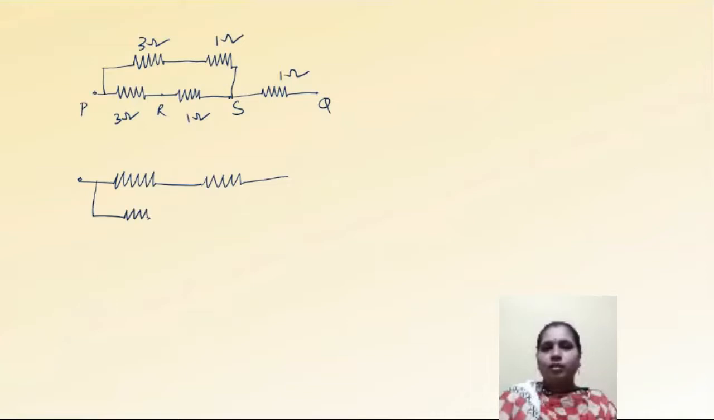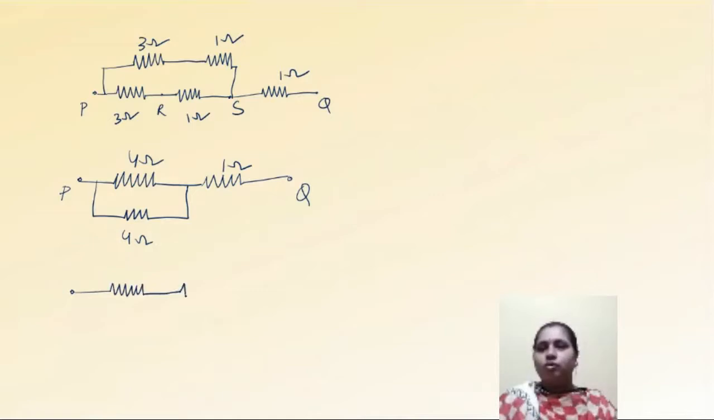I'm just replacing the two resistors with one resistor. Okay, so this is P and this is Q. Now it is 4 ohm, here also 4 ohm, and here 1 ohm. Okay, so what is that? Same resistors are connected in parallel, so we have to divide it by 2. So now between P and Q, 2 ohm and 1 ohm. So the equivalent resistance between the P and Q terminals is nothing but 3 ohms.